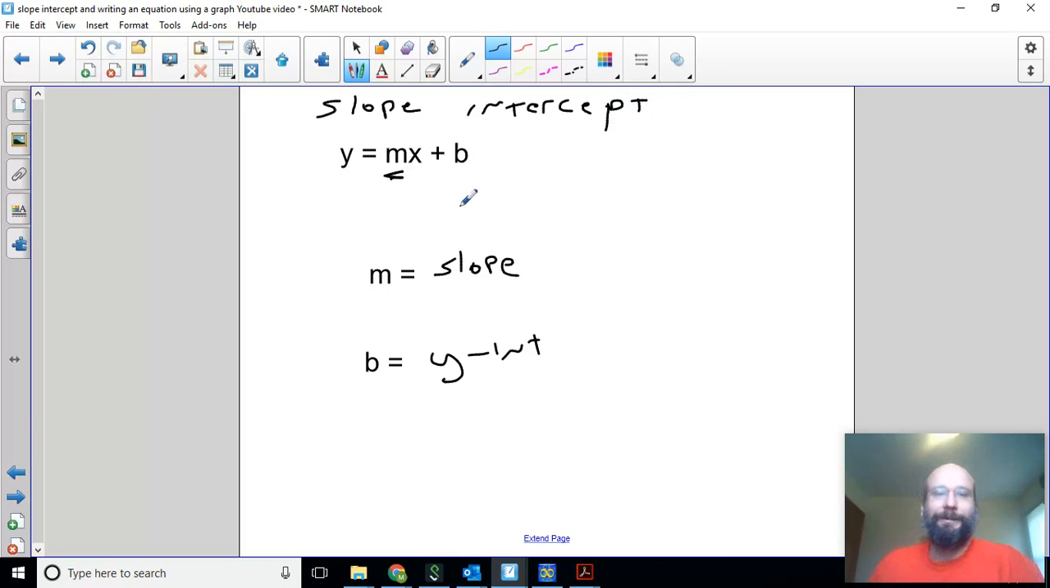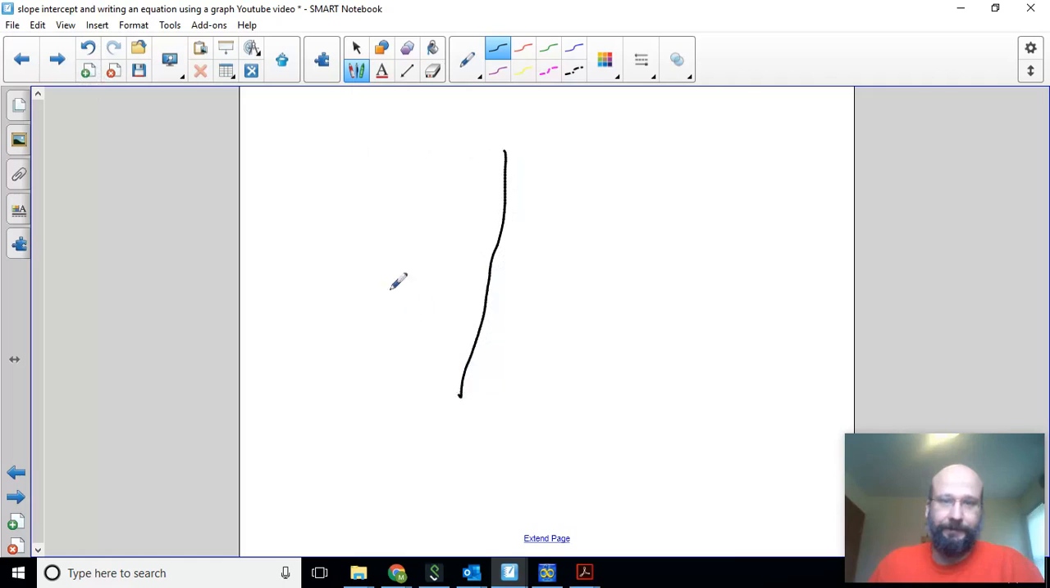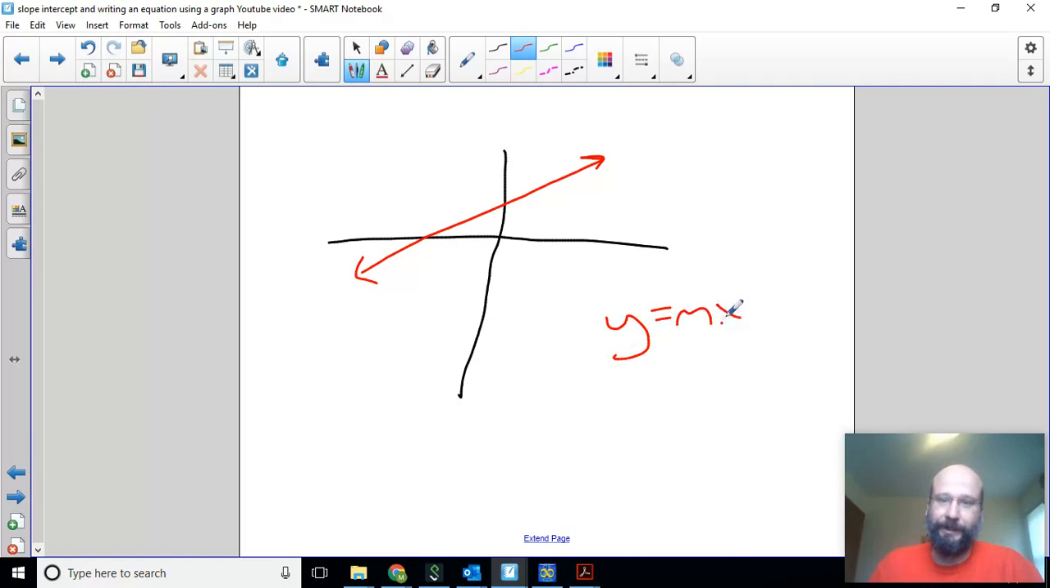Slope-intercept represents a line on a graph. If we have a graph and there's a line, we can change this line into a slope-intercept equation. Y equals mx plus b. So when I say that b is the y-intercept, that's just the point on the line where it crosses the y. That's why it's y-intercept. It's where it touches the y. That's what the b is. The m is the slope, which we've just talked about.